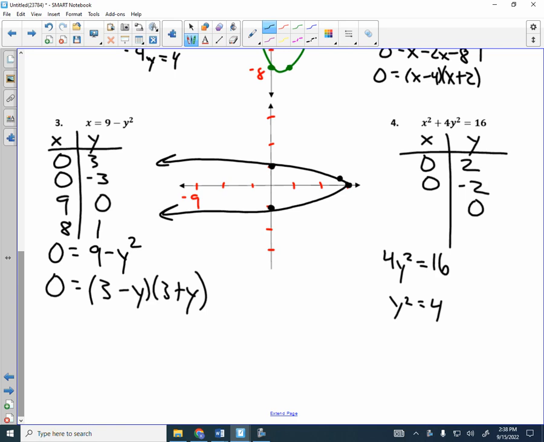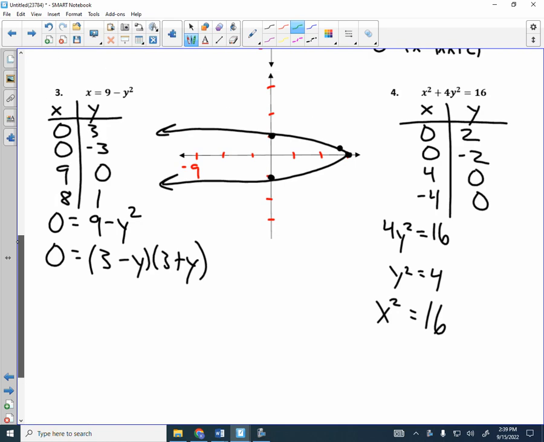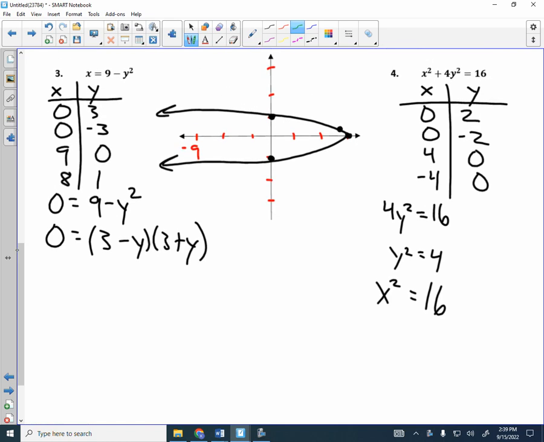I would now like to find the x-intercept, so I can plug in 0 for y. And I get x squared is equal to 16. Positive 4 and negative 4. So you can see that they both have two intercepts. So again, it's a new shape. We've not really graphed this before. We have positive 2 for y, so I'm going to put a dot there. Negative 2 for y, I'll put a dot there. Positive 4 for X and negative 4 for X.